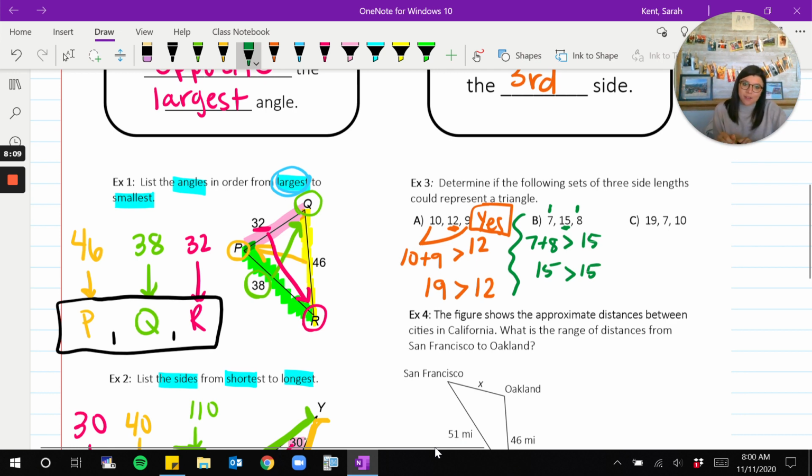It's not greater than. These two are the same, so they are equal. If they're equal, it does not work. So this one would be no. It does not make a triangle.